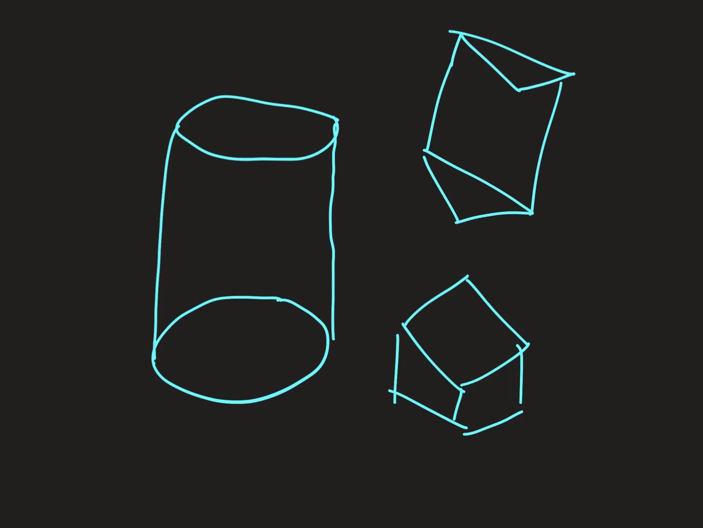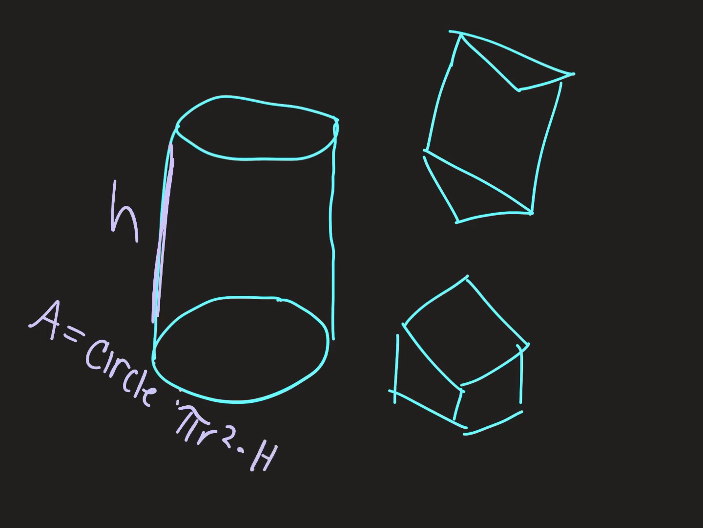All right, I was hoping you were going to say find the area of the circle, pi r squared, and then multiply it by the height. So there's our volume, pi r squared times the height of the whole thing.